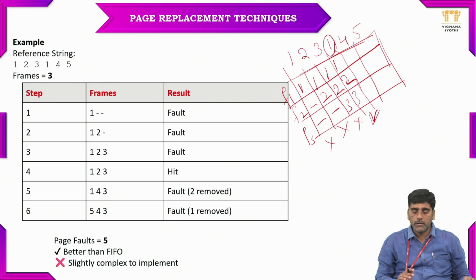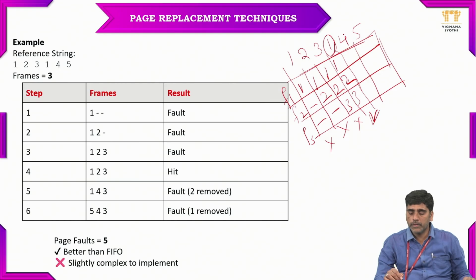We already said that if the page which you are trying to load into the main memory is already available in the main memory, it is a page hit. If it is not there, then load the page into the frame, so that a page fault occurs, right? So now the page which you want to load is already available in the memory, so a page hit occurs.